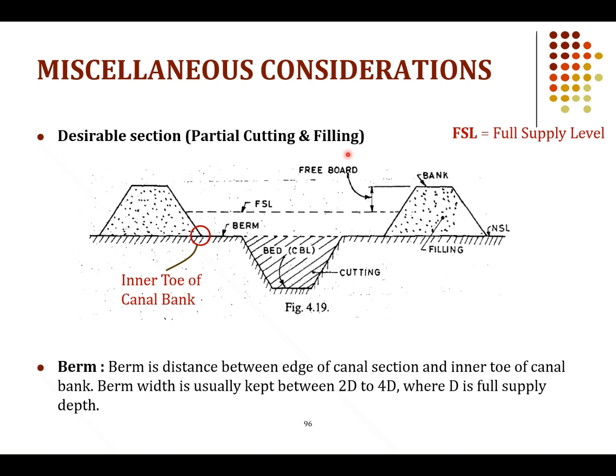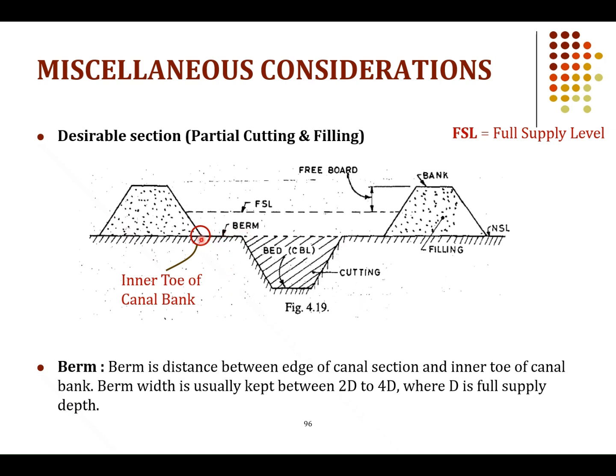Here what is written is that the desirable section is partial cutting and partial filling. Just like highways, when we build canals, we want the cut to balance the fill. Otherwise, if the cut is more, we will have to transport the material to dump it somewhere. Or if the fill is more, we'll have to bring material from maybe far away to create banks. So that's why we always try to balance the cut and fill.